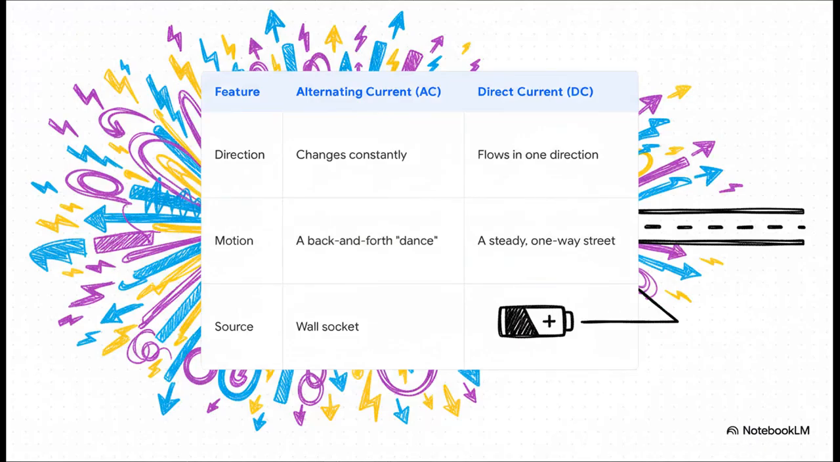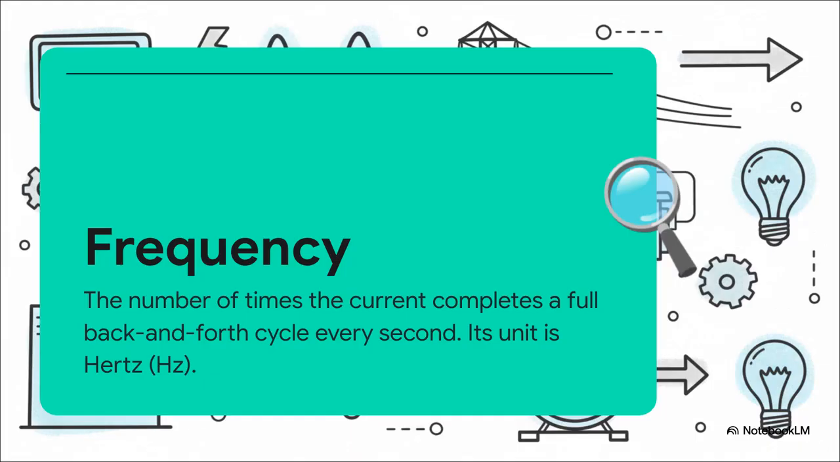Now, you're probably most familiar with DC, or direct current. That's the power you get from a battery. Think of it like a one-way street. The electricity flows out, powers your device, and that's it. But AC, the stuff from your wall socket, is completely different. It's that constant back and forth dance. And the speed of that dance has a name: frequency. It's just a way of measuring how many full back and forth cycles happen every single second. And we measure that in a unit called hertz.